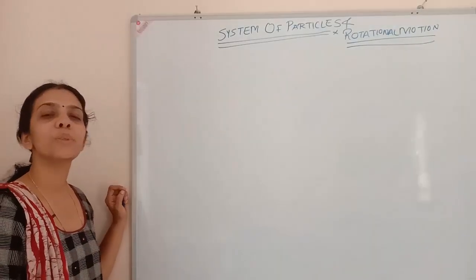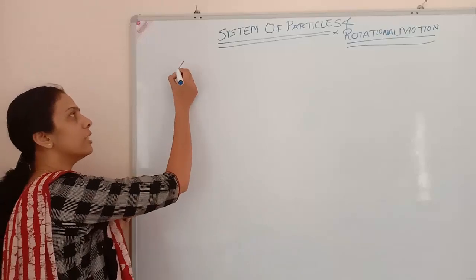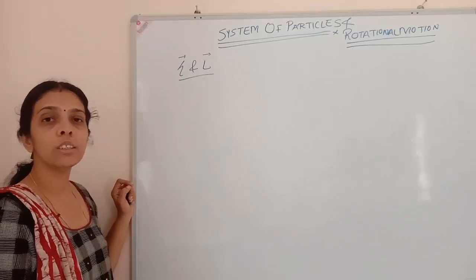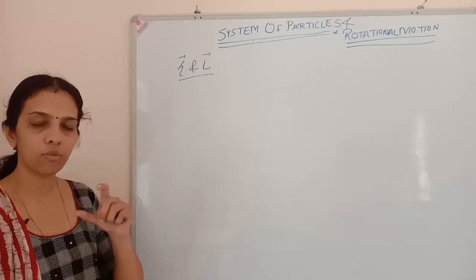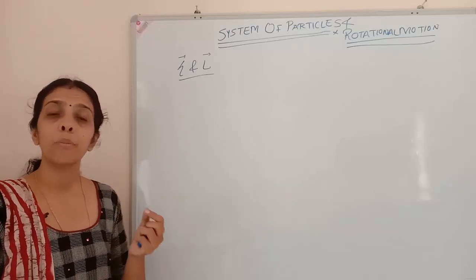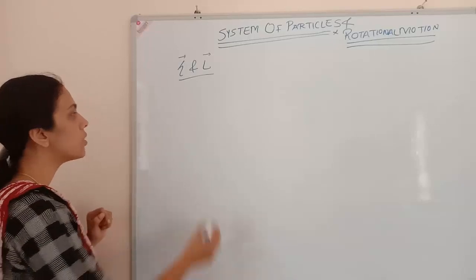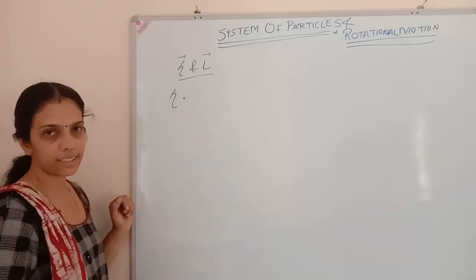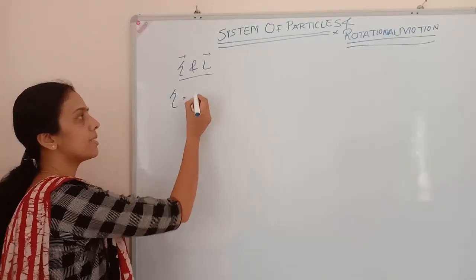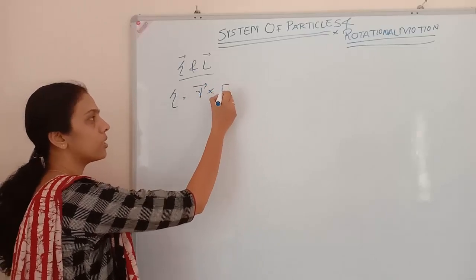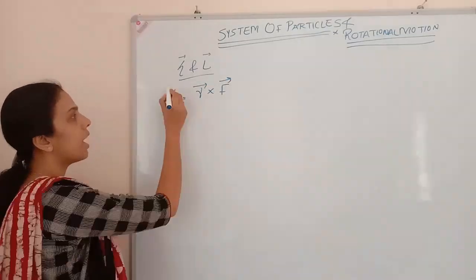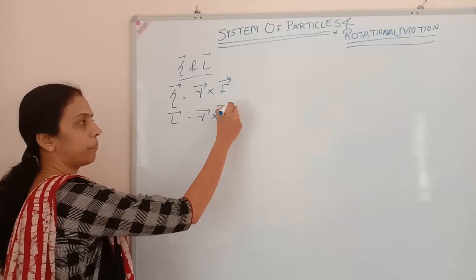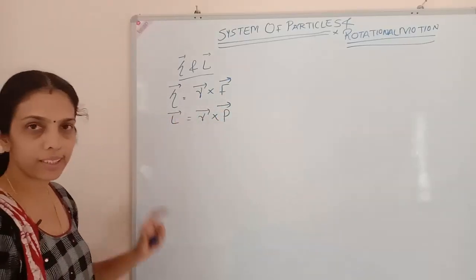So the next one is the relation connecting torque and angular momentum. Torque is the moment of force and angular momentum is the moment of linear momentum. First I am considering the torque acting on the system. We already learned torque tau equals R cross F, isn't it? And L equals R cross P. These two terms we just learned, isn't it?